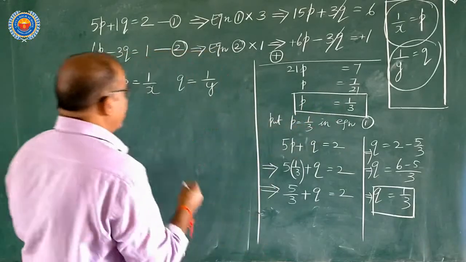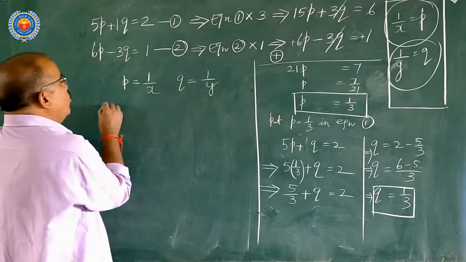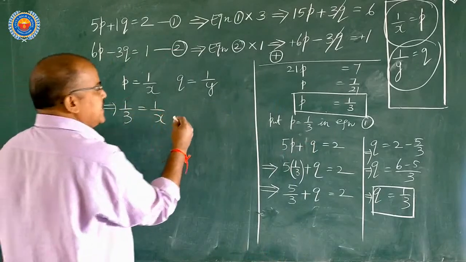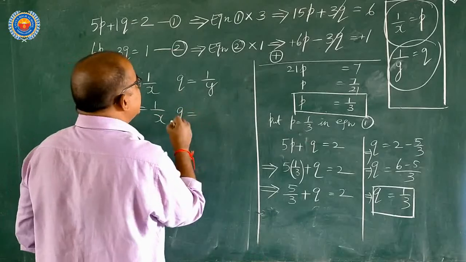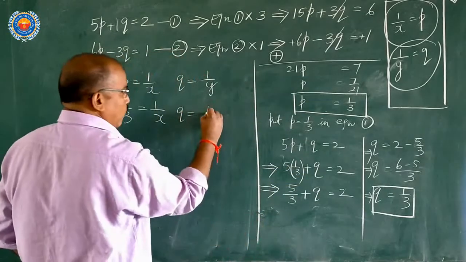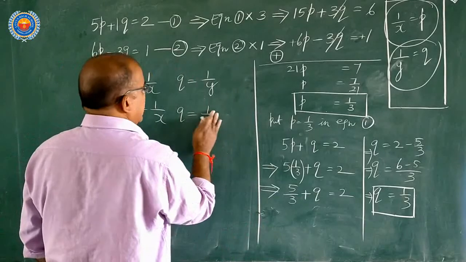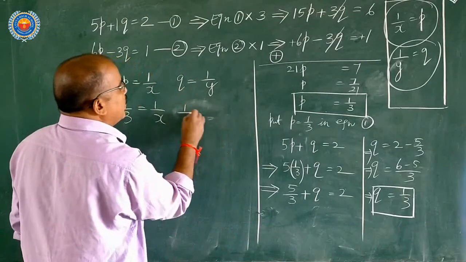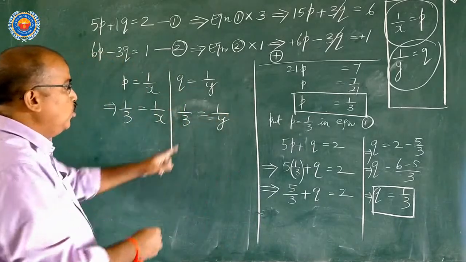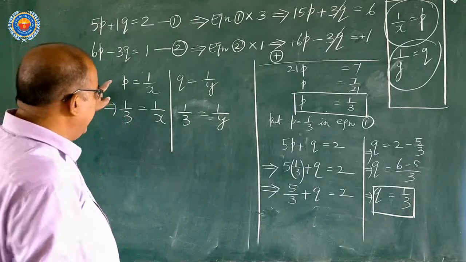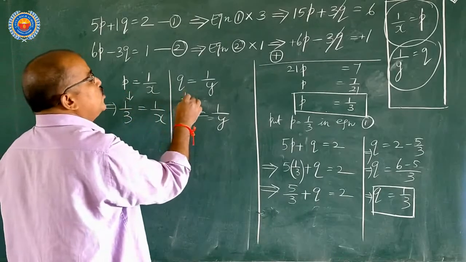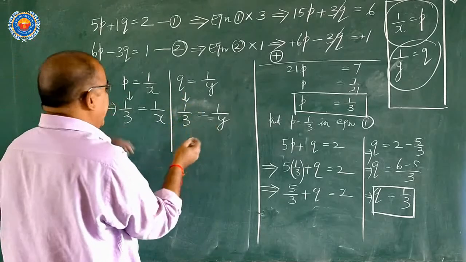From this, 1 by 3 is equal to 1 by x. What is the Q value? Q value is 1 by 3. So here the Q value is 1 by 3, and 1 by 3 is equal to 1 by y. Here the P value is 1 by 3, and here the Q value is 1 by 3. That's what I have written.